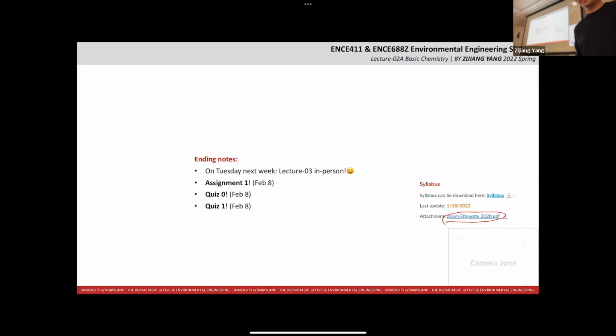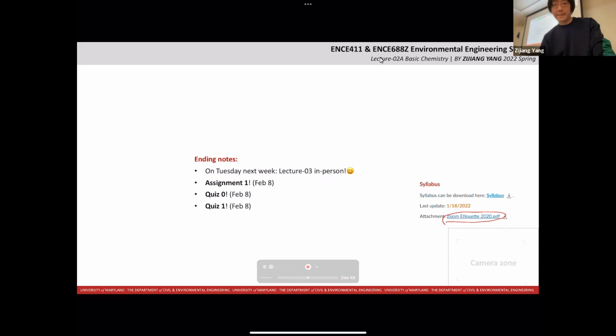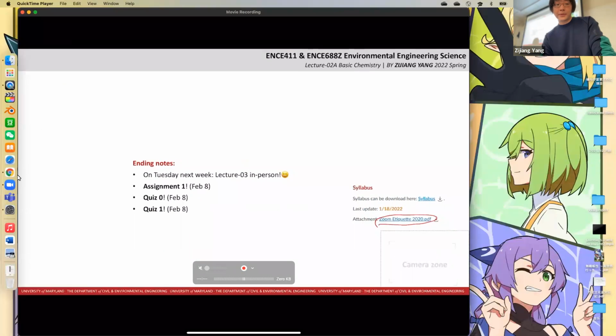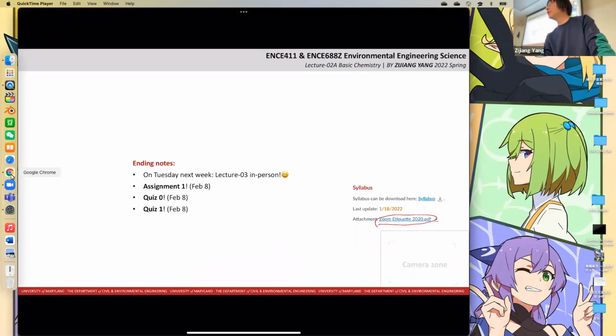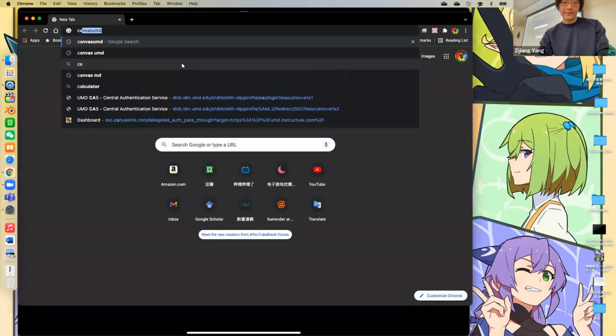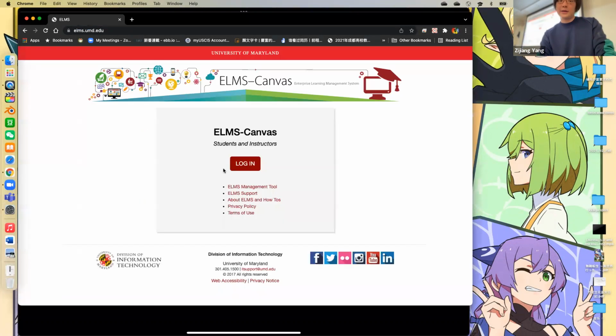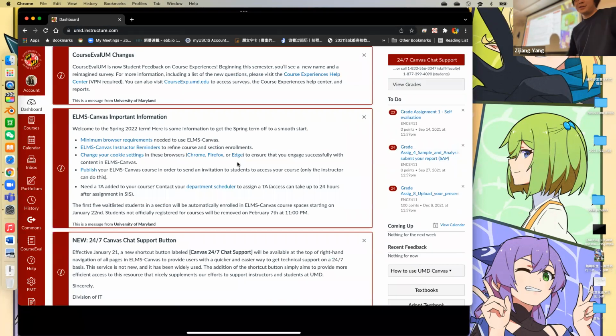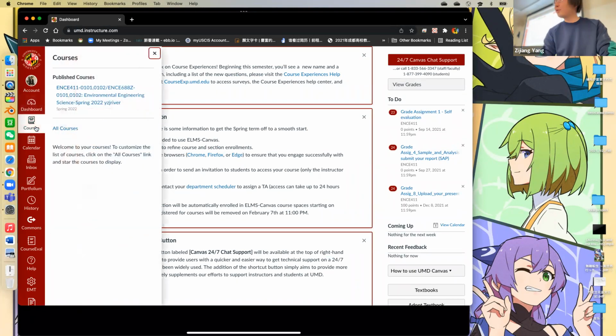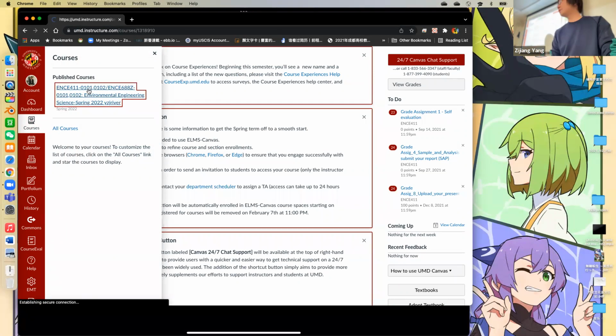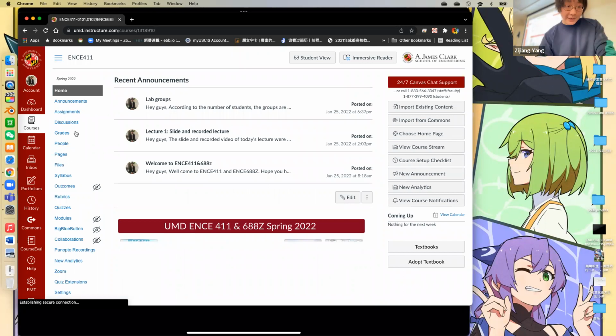Are those strictly individual or can we work with people as long as we submit our own work at the end? You mean assignment? Like assignment one, can we work with some people in class to help each other out? Assignment 1 is individual, and you can see the instruction. I already posted the solution, so it's just a practice. So that is for the individual.